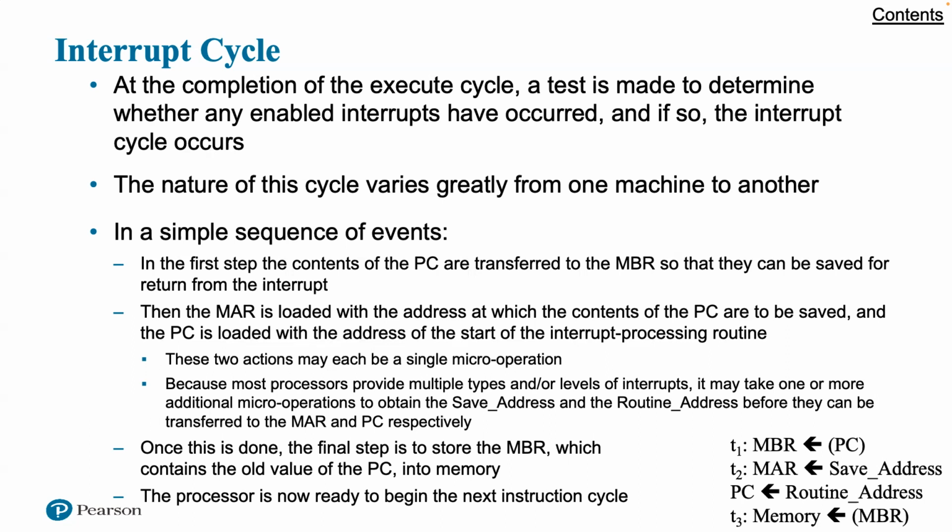However, because most processors provide multiple types and or levels of interrupts, it may take one or more additional micro operations to obtain the save address and the routine address before they can be transferred to the MAR and PC respectively. In any case, once this is done, the final step is to store the MBR, which contains the old value of the PC, in the memory. The processor is now ready to begin the next instruction cycle.